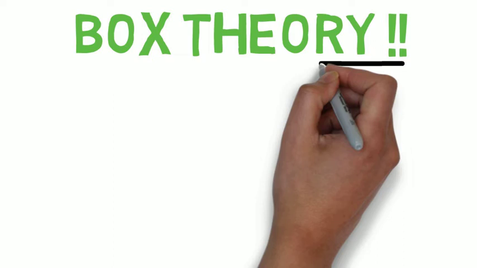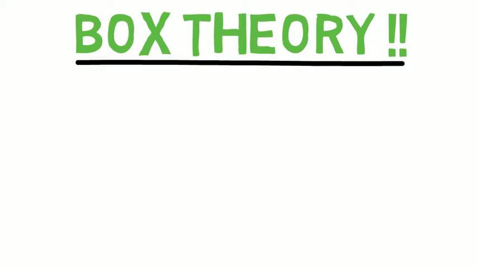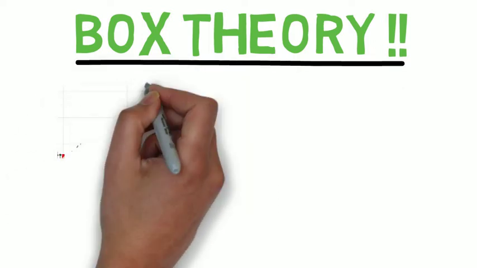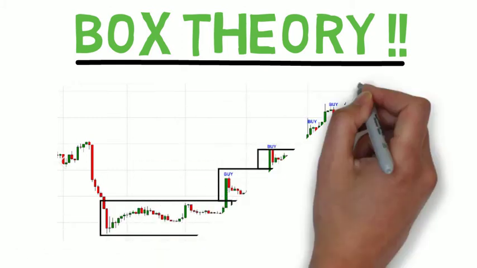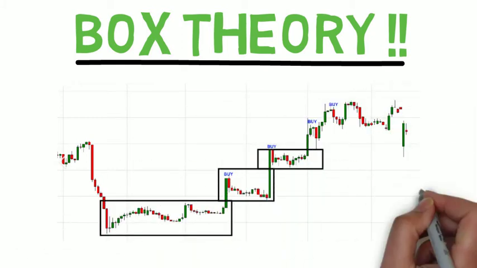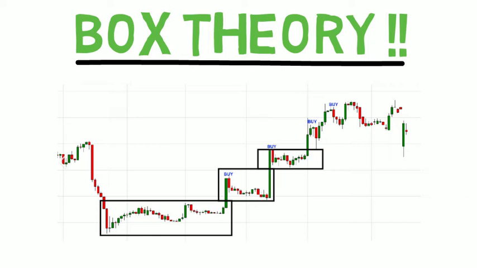Today we're going to go over the box theory trading strategy. Now, as you can see, with this trading strategy, it's pretty much exactly what it says. You create a little box around where the stock is basically trading. So it'll bounce between, let's say, $45 and $50. That's where the box is.